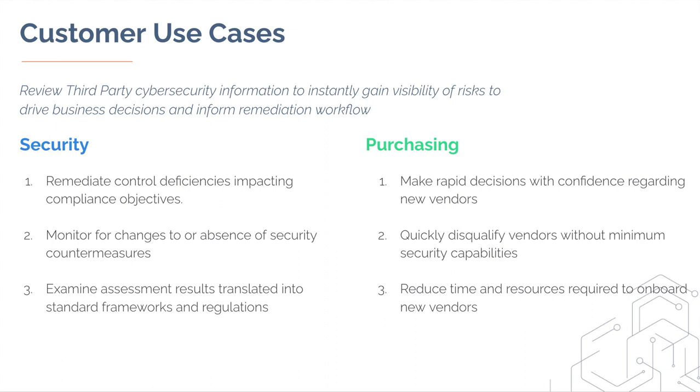Our customers use our data in several important ways, such as identifying and taking action on control deficiencies impacting compliance objectives. They can also react quickly to alarming cyber events impacting their vendors and extended ecosystem. Users across departments can view security data translated into frameworks that are relevant to their function. Procurement and sourcing teams are enabled to make rapid decisions with confidence regarding new vendors. Overall, CyberGRX data enables users to efficiently identify risks and drive remediation workflows for the entire vendor portfolio.